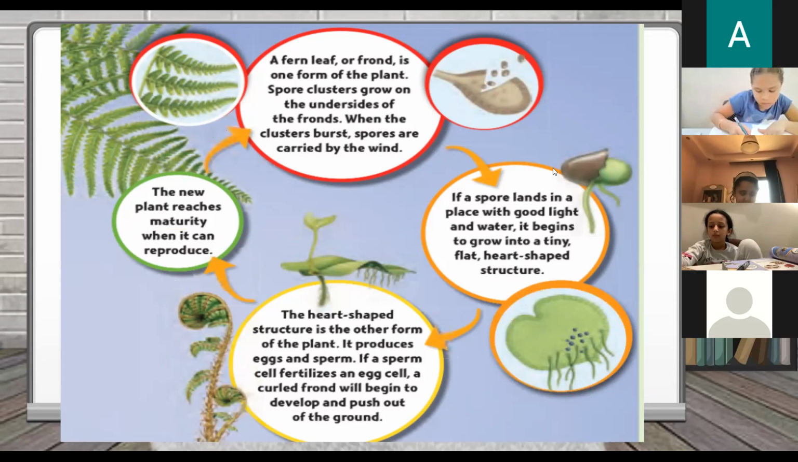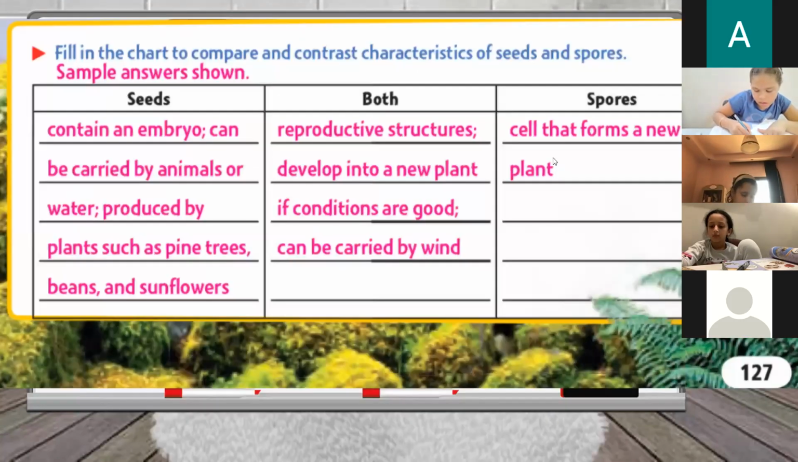Very good, girls. Okay. Over here, we are going to compare and contrast the characteristics of seeds and spores. Write this? No, habibi, on Sunday we are going to write this. On Sunday, we will revise and write together. Now you don't have to write, you need to listen and understand.